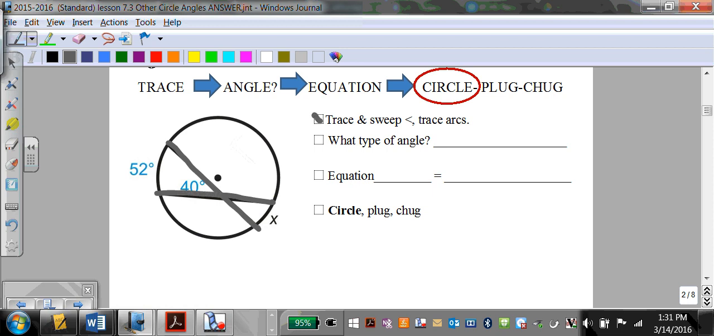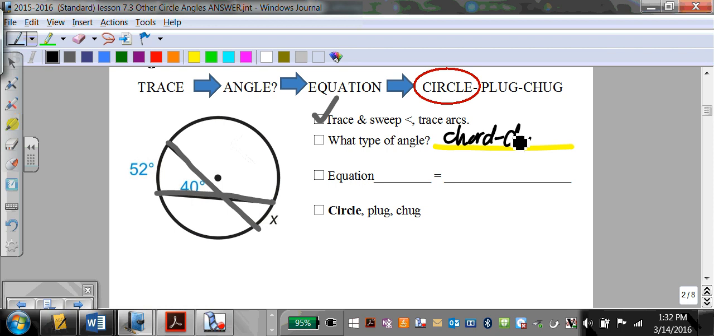Physically trace. Check. Now, by yourself, write down what kind of angle it is. You have 10 seconds, and I'm going to land on someone. Write down what type of angle it is. I want you to write it down. Okay. Malia, what kind of angle is it, ma'am? It is a chord. Thumbs up if you wrote chord. Okay, so we're going to write chord.